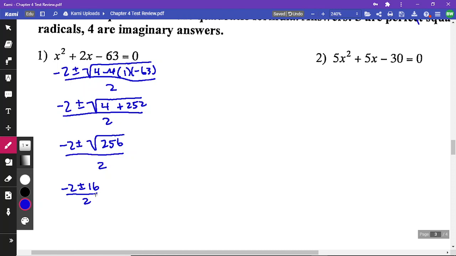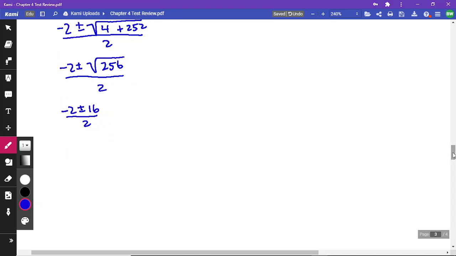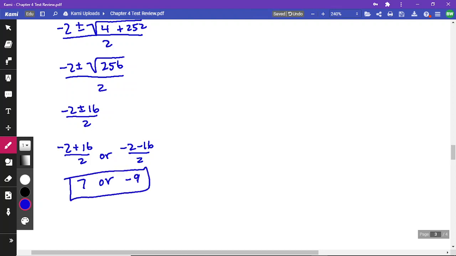So you have to go ahead and get the two answers here, right? When it comes out nice, when it's a perfect square like that, we're going to have negative 2 plus 16 over 2. And we're also going to have negative 2 minus 16 over 2. So the first one is 14 over 2, which is 7. And then this negative 18 over 2, which is negative 9. So that is your answers. Okay?